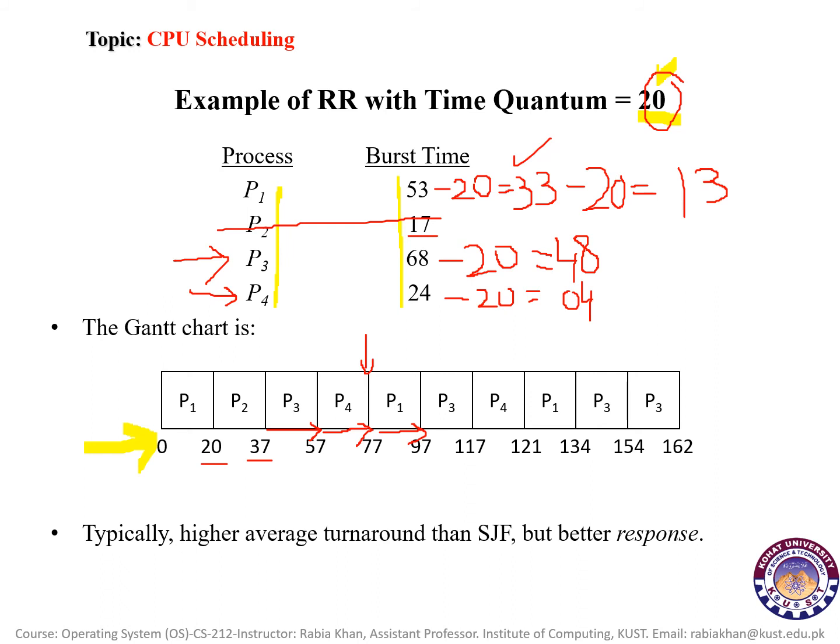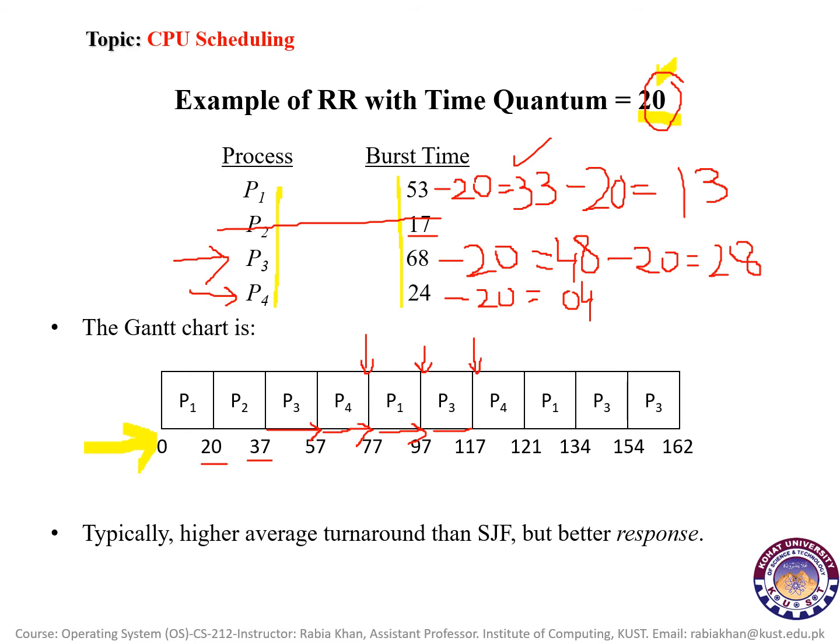Then P2 has completed, finished. P3 goes for 20 milliseconds. Time is reduced, and its remaining time will be 28. So here you can see P3 is given CPU. It goes for exactly 20 milliseconds and is preempted again.